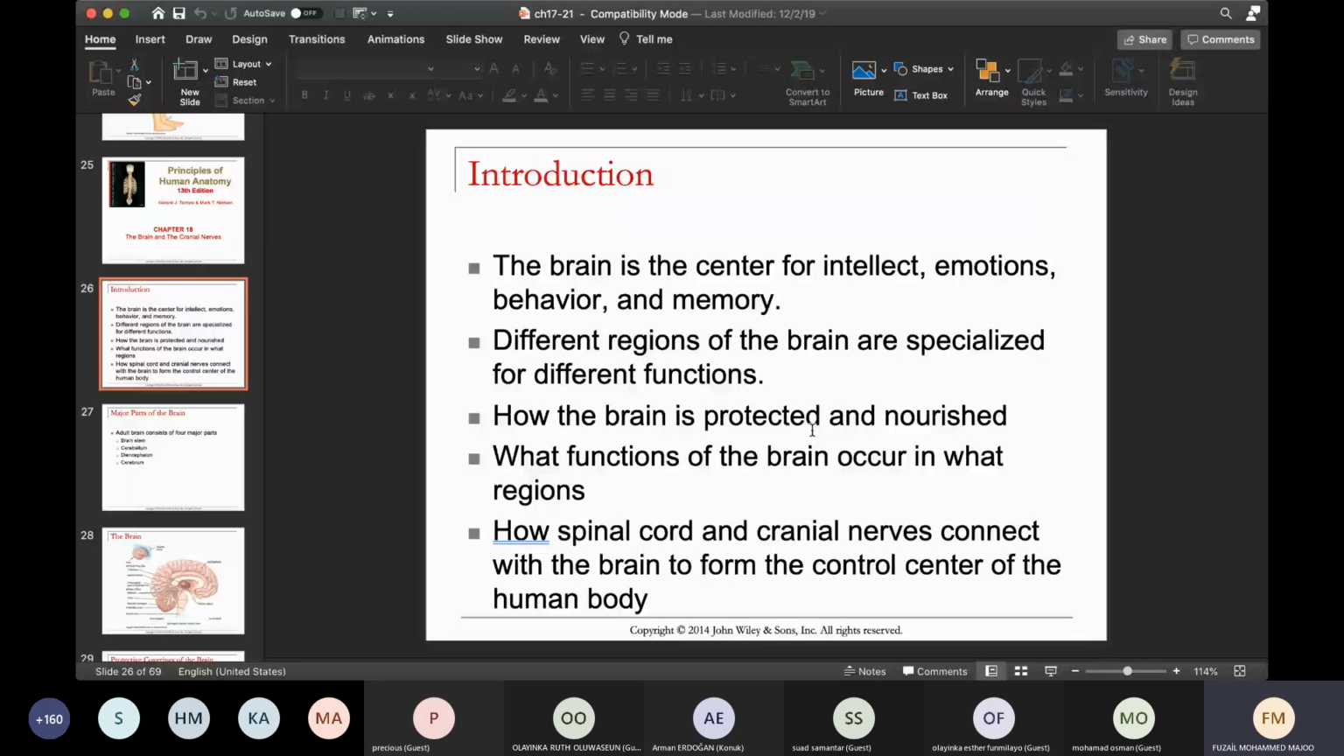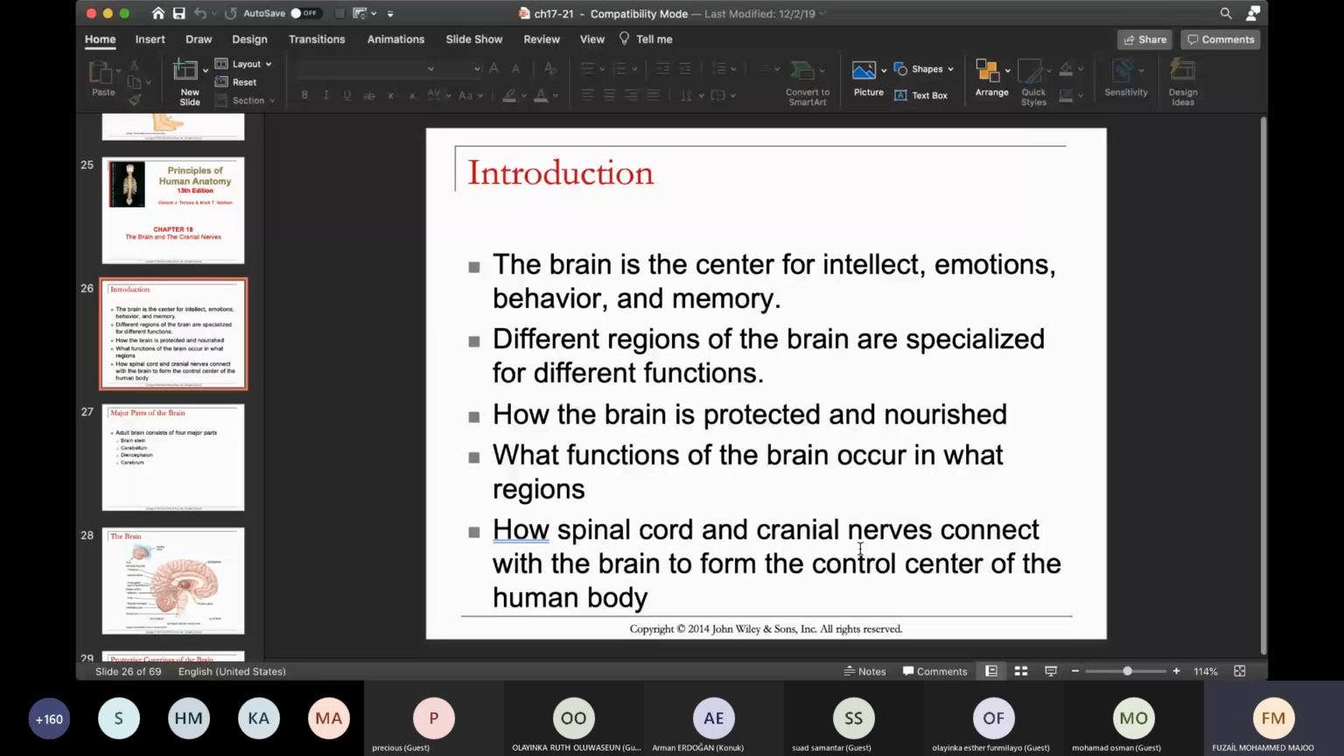The brain is very well protected, just as we saw in the case of the spinal cord. These are vital organs. They're very important, so they're very well protected. Now, we'll very generally look at what functions take place in which regions in the brain. And again, we'll look at the spinal cord and nerves, their connection with the brain, and what parts they end up influencing or controlling within the body.